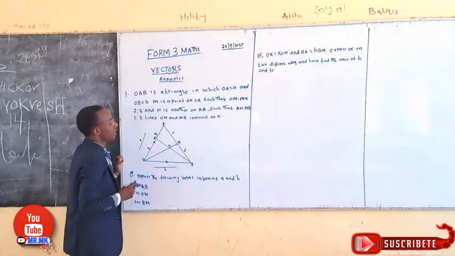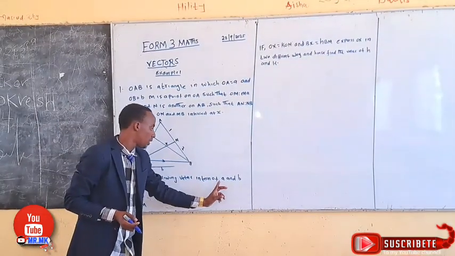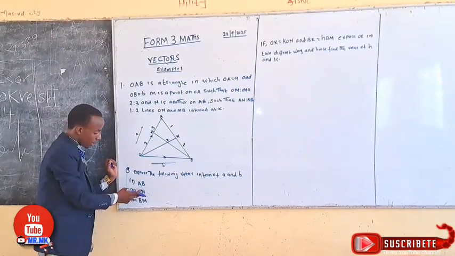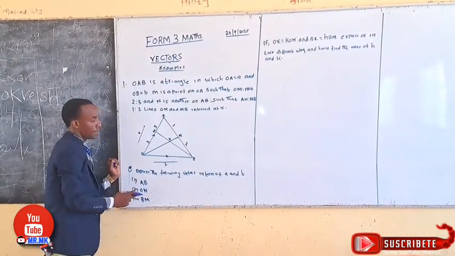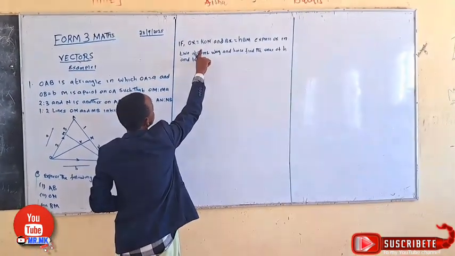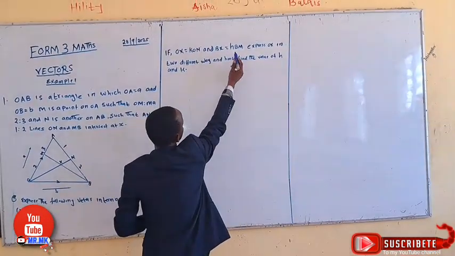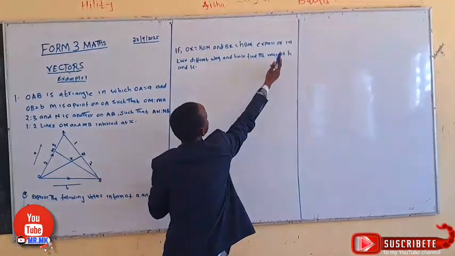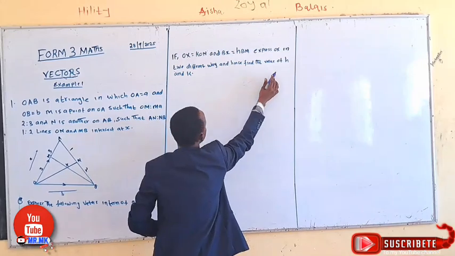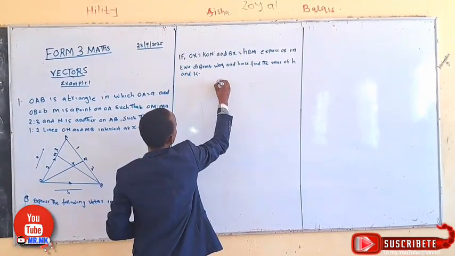Now express the following vectors in terms of A and B: AB, ON, and BM. If OX is equal to K ON and BX is equal to H BM, express OX in two different ways and hence find the values of H and K. Now how do you solve this?